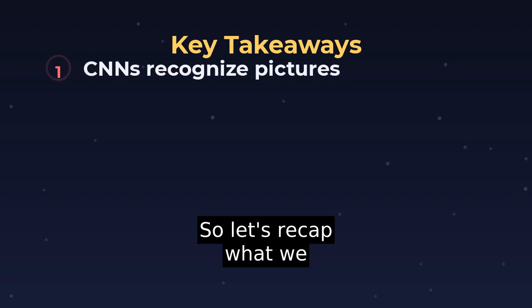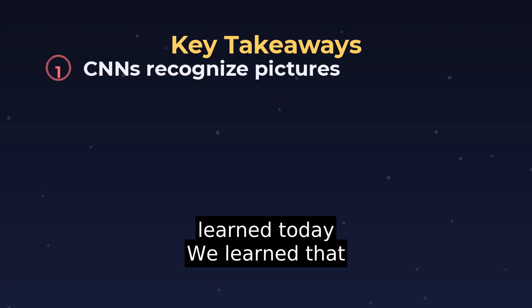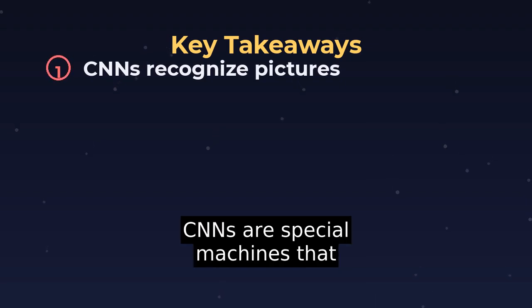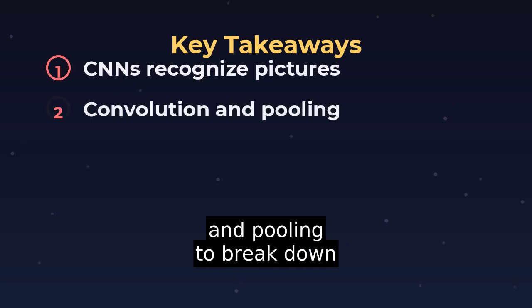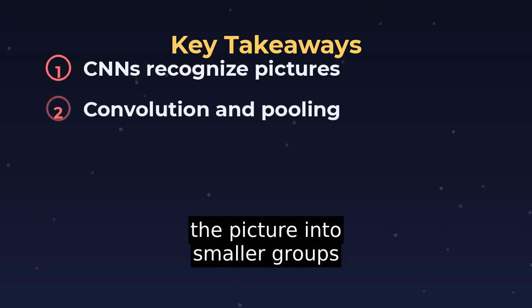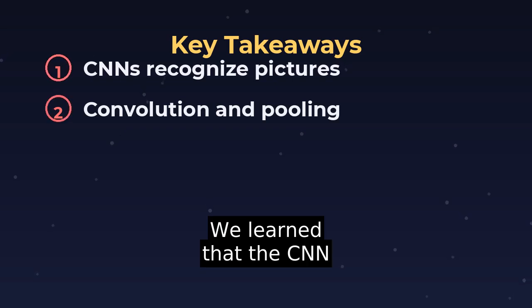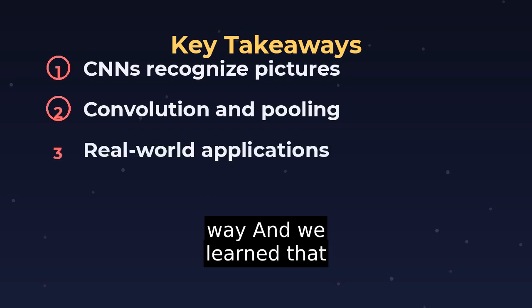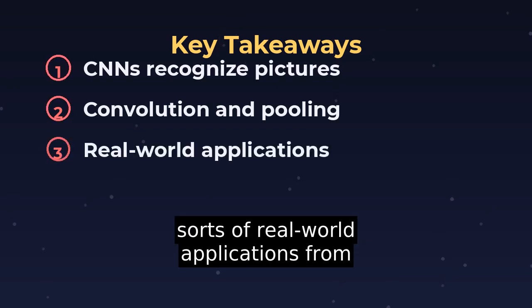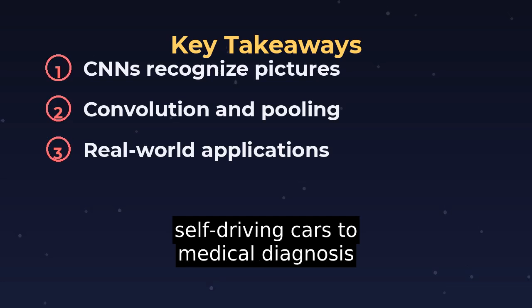So, let's recap what we learned today. We learned that CNNs are special machines that can recognize pictures, using convolution and pooling to break down the picture into smaller groups. We learned that the CNN is made up of many layers, each one looking at the picture in a different way. And we learned that CNNs are used in all sorts of real-world applications, from self-driving cars to medical diagnosis. That's a lot to learn, but it's also very cool.